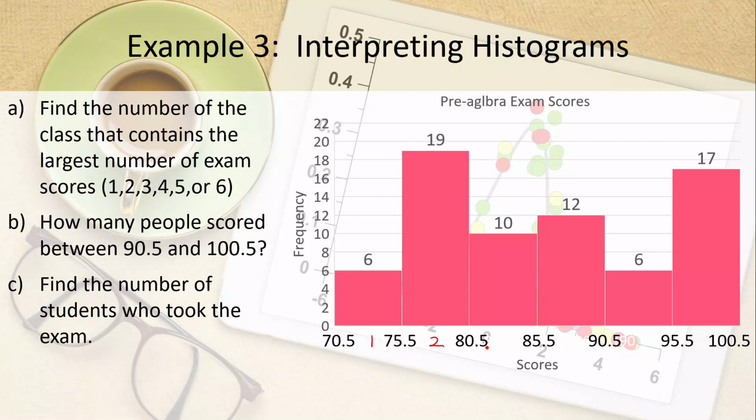This is class 2, class 3, class 4, class 5, class 6, just like they would be in your frequency distribution. And this one obviously has the largest number, so that would be class 2. Next, we want to find the number of people that scored between 90.5 and 100.5. Well, here's 90.5, here's 100.5, so it's going to be the sum of these two classes, which would be 6 plus 17, which will be 23.